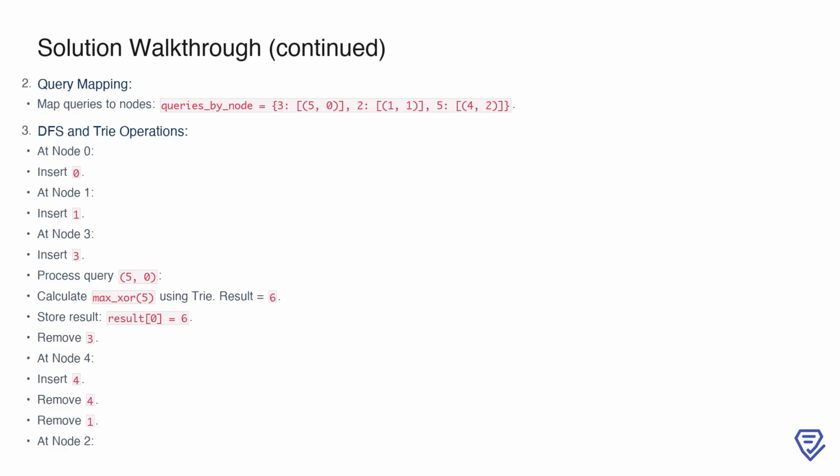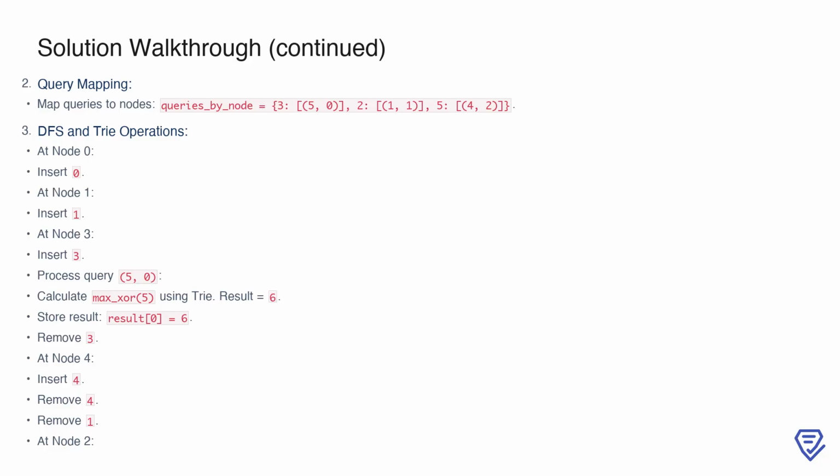At node 0, we insert the value 0 into the tree and then traverse to its children. At node 1, we insert the value 1 into the tree and continue the traversal. At node 3, we insert the value 3 into the tree and process the query 5, 0. Using the tree, we calculate the maximum XOR of 5, which results in 6. This value is stored in the result array at index 0.